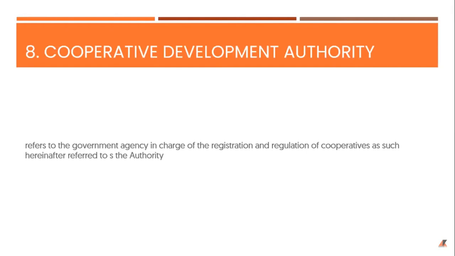Next, number 8, we have the Cooperative Development Authority, or we will refer to it as the authority under this code or under this series. Mababanggit natin siya every time banggitin natin yung word na authority, we are referring to the CDA or the Cooperative Development Authority. So this refers to the governing agency in charge of the registration and regulation of cooperatives, as such hereinafter referred to as the authority. So para rin siyang SEC when it comes to corporation. Pero kapag cooperative, CDA ang governing agency.